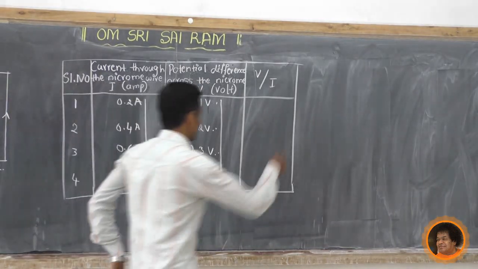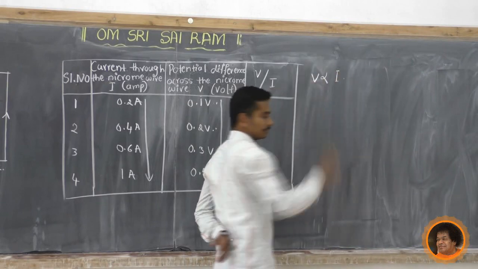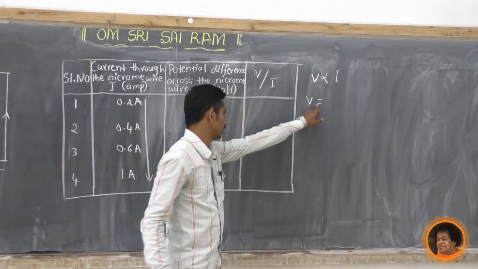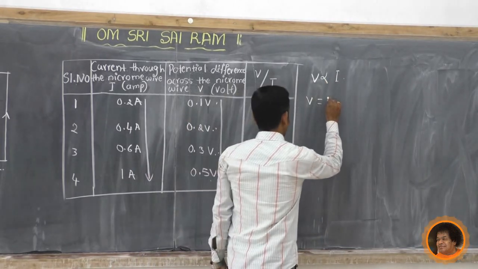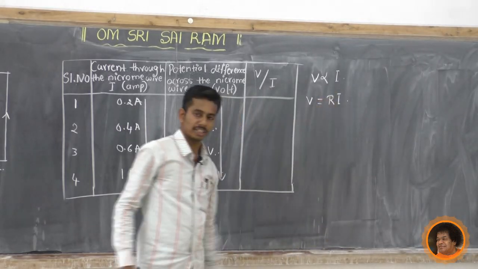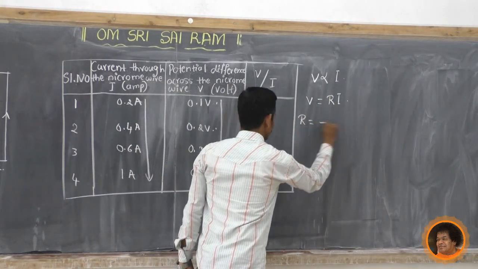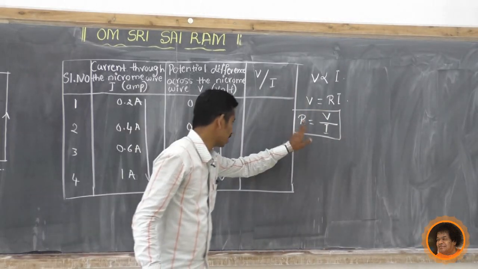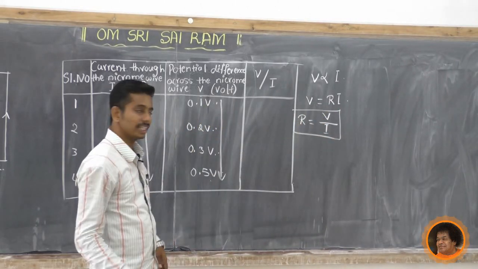From Ohm's law, we can write potential difference is directly proportional to electric current, or V equals, instead of the proportional symbol, we have to add one constant, that is R. What is R in this case? This is resistance. Or we write R equals V by I. Now look at the derivation. What is R? The resistance. This is a constant. R equals V by I. So V by I equals constant.